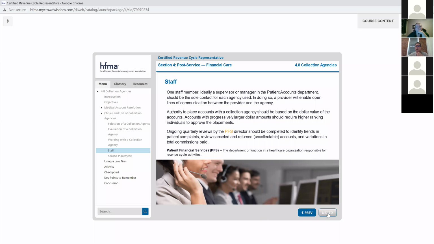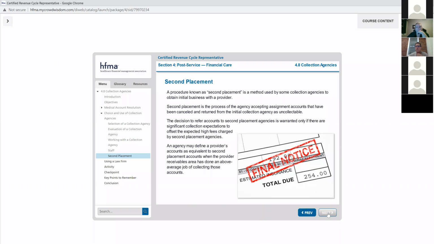There are things known as second placements. Basically, if your primary agency can't collect, some organizations will use a secondary agency. It's almost a check and balance. I'm not going to get too much into this, but there are things called second placements. And basically, it's a second agency that you would use.